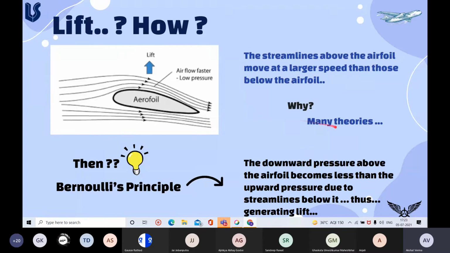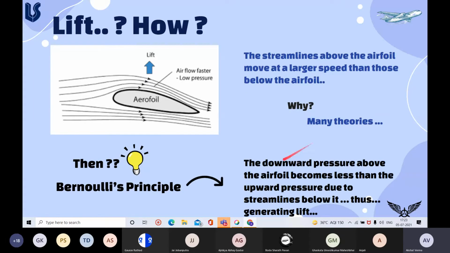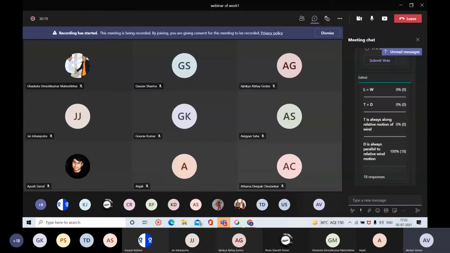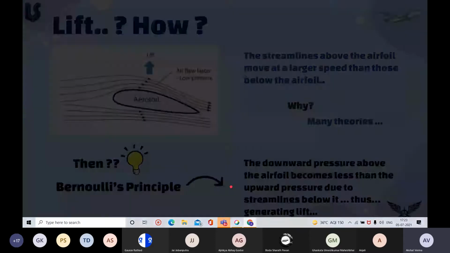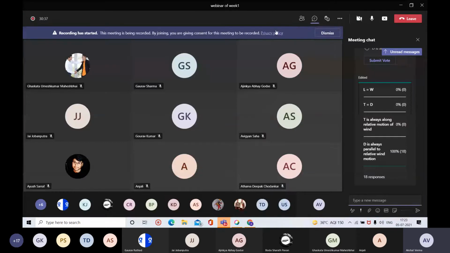So if anybody has any doubts in all these topics which I have covered till now, you can unmute and ask, or you can also feel free to ask in the chat box. All right, I don't see any questions or any raised hands.